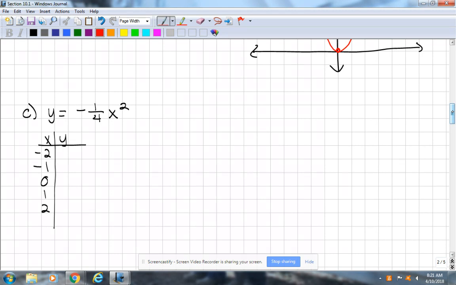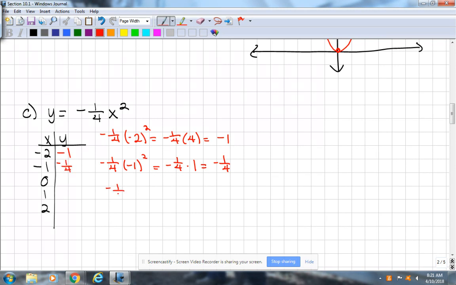All right, so let's plug in our numbers. I got -1/4 times -2 squared. Well, what's -2 squared? Exponent first. What's -2 squared? So what's -1/4 times 4? -1. That's not so bad, is it? So then I have -1/4 times -1 squared. What's -1 squared? And -1/4 times 1 is -1/4. So that's this one.